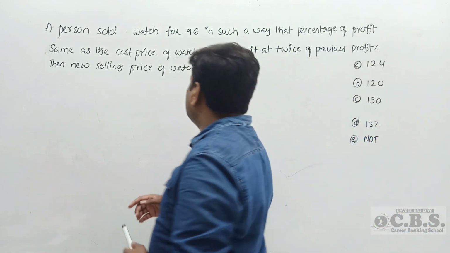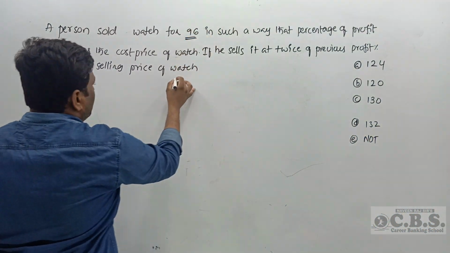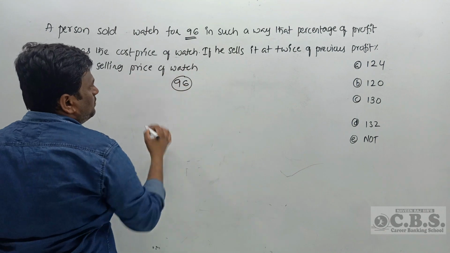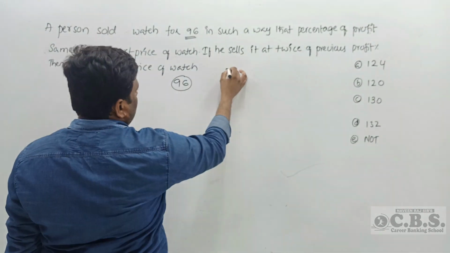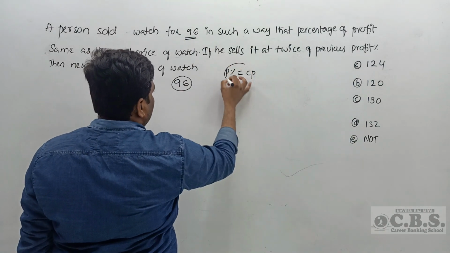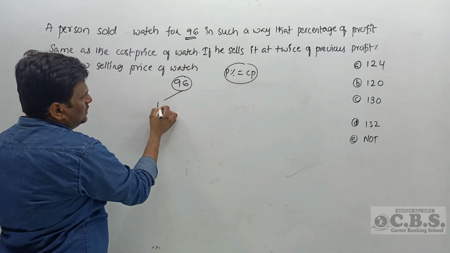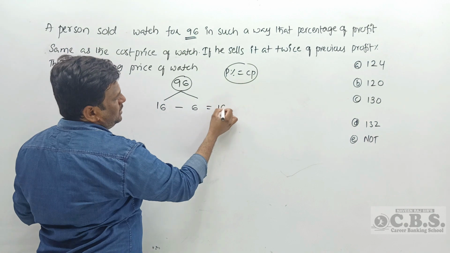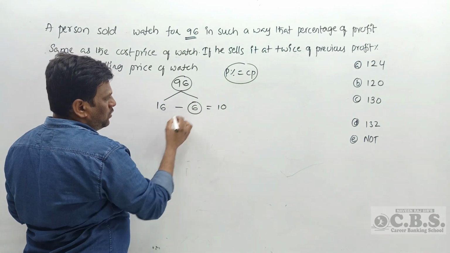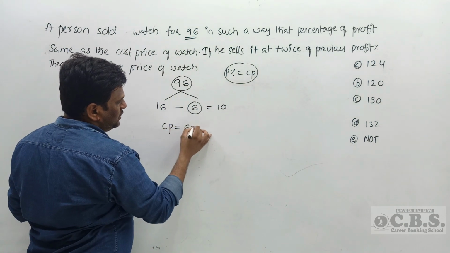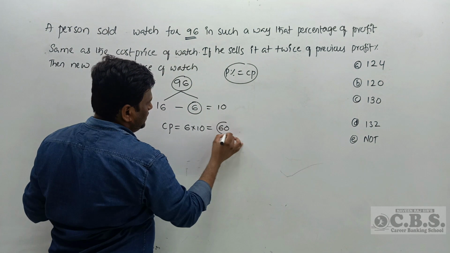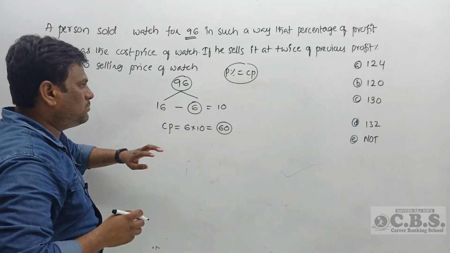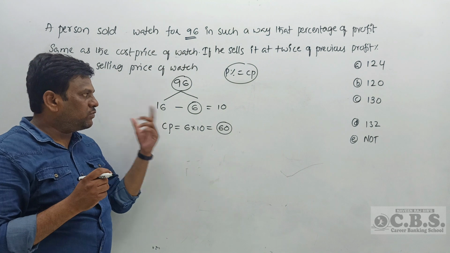So the person sold a watch for how many rupees? 96 rupees. So 96, here the concept is profit percent is equal to cost price. Therefore difference of factors. 16 6s are how much? 96. 16 minus 6 gives you how much? 10. Is it satisfied? Yes. Therefore the cost price is 6 into 10. 60 is the cost price.